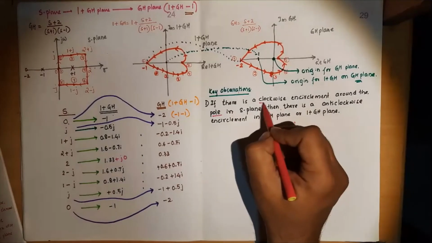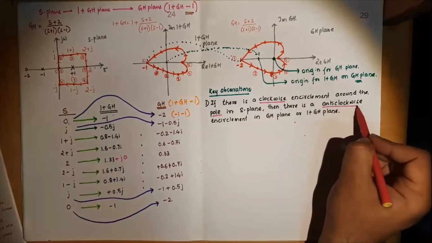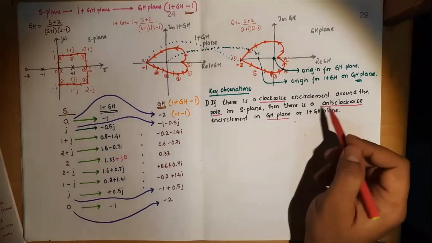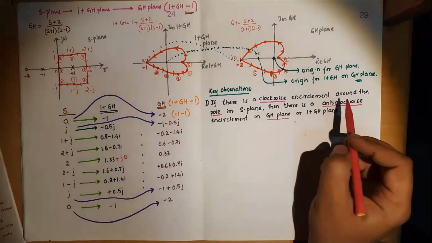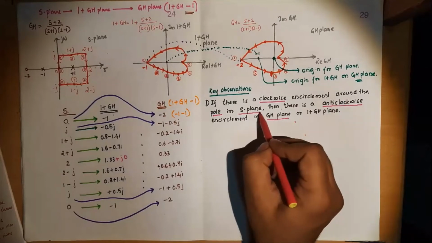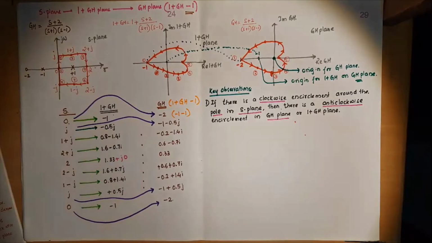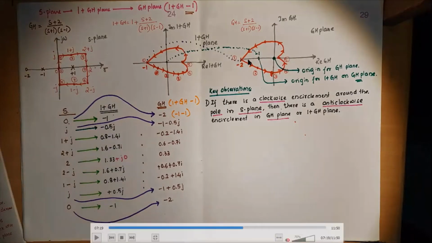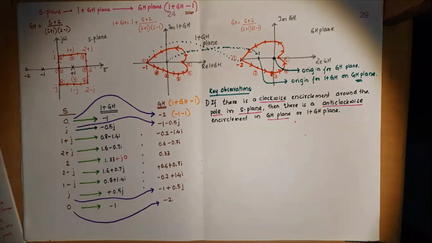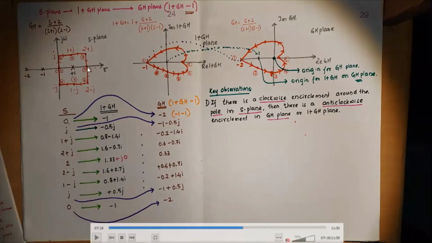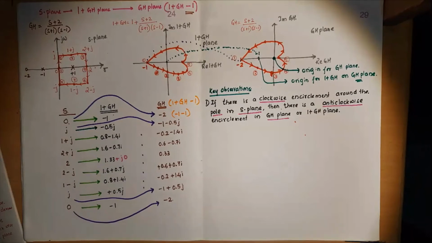So if you have a pole in S plane around which there is a clockwise contour, then the mapped contour is anti-clockwise in GH plane or 1 plus GH plane. Okay. So at this point, you just understand that if you draw the contour around a pole in S plane, which is clockwise, the corresponding mapped contour is anti-clockwise in GH plane or 1 plus GH plane.